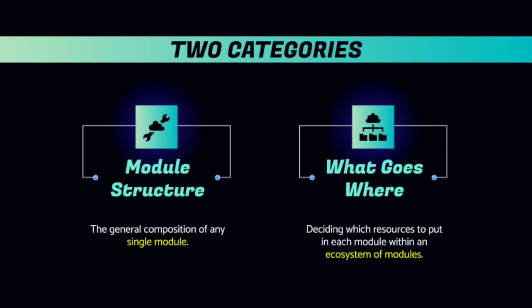We'll split this topic into two categories. Module structure, which we can think of as the general composition of any single module, and what goes where, which we can think of as deciding which resources to put in each module within a collection of modules, and how to make good decisions in regard to planning out your intermodule dependencies.